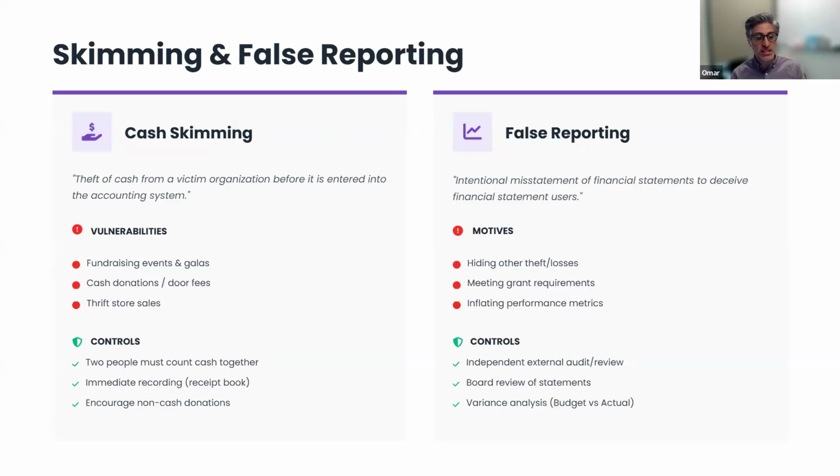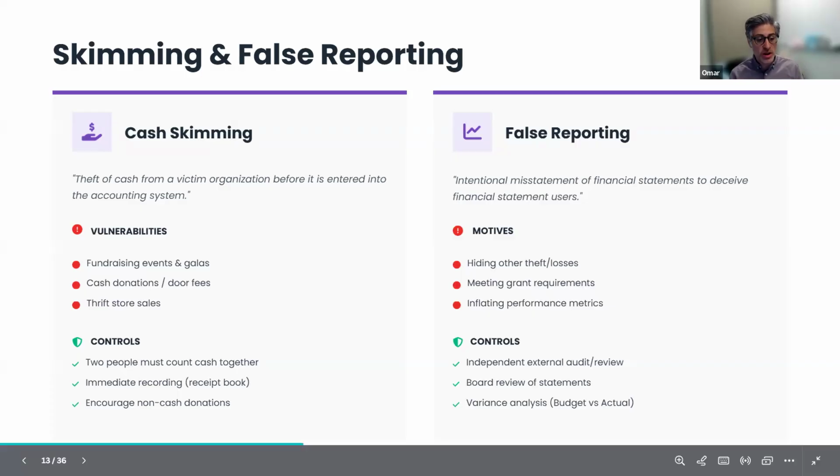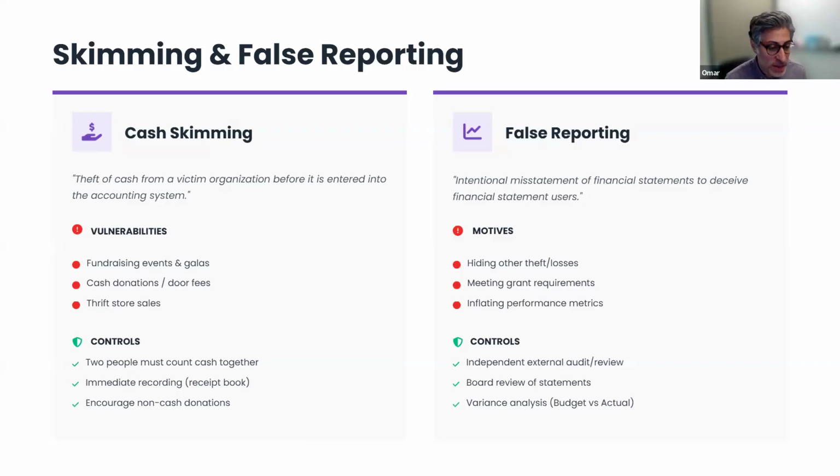Vulnerabilities: fundraising events and galas are highly prone to cash skimming, cash donations, door fees, thrift store sales, or any kind of social enterprise that you might have where there's a lot of cash at play. The controls you want to have: two people must count cash together, immediate recording, and ultimately, like I said, encouraging non-cash donations.